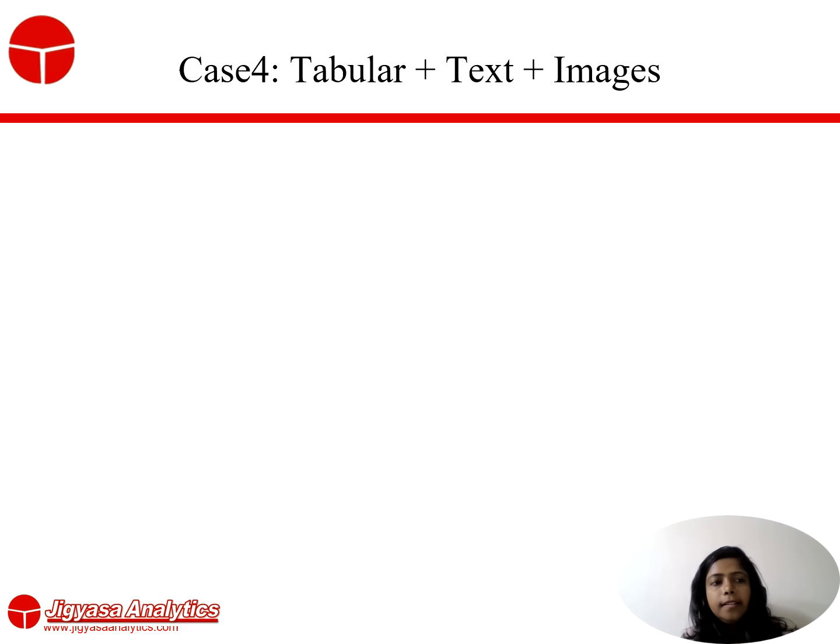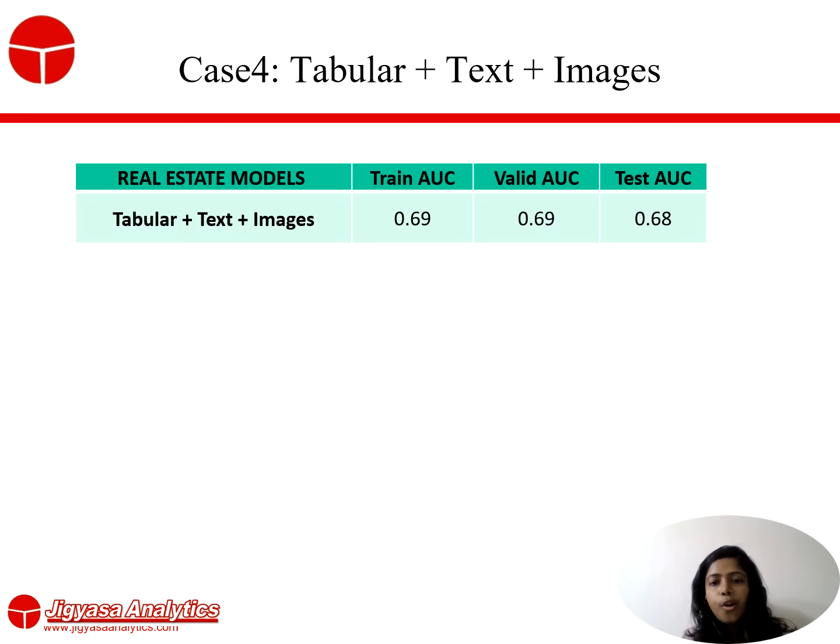Now the last is case 4, which is tabular plus text plus image. Here train AUC is 0.69, valid AUC is 0.69, while test AUC is 0.68.